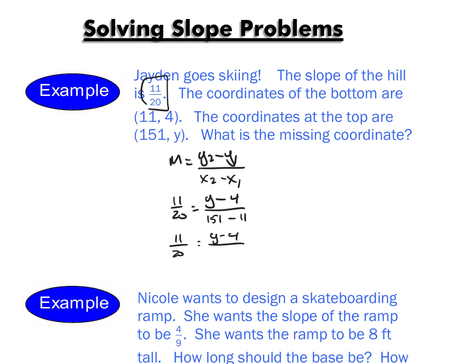Now, on the bottom, which is the only thing we can do right now, we subtract those and we get 140. And then it's just a matter of cross multiplication. Top times bottom, top times bottom. Now it is a little bit funky. We're going to get 11 times 140 when we multiply these two together, which is fair enough. When we multiply these two together, it's going to be 20 times y minus 4. And we're going to set these equal to each other.